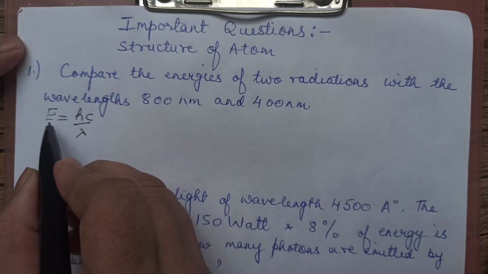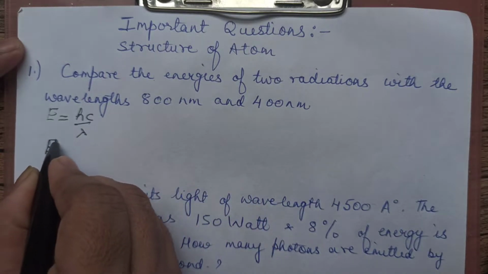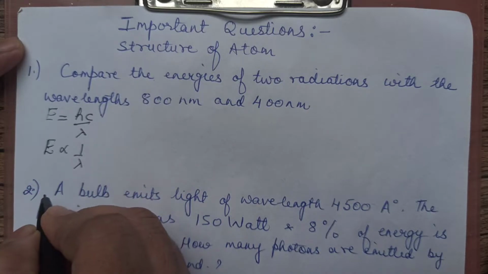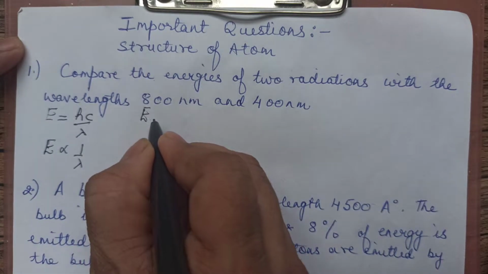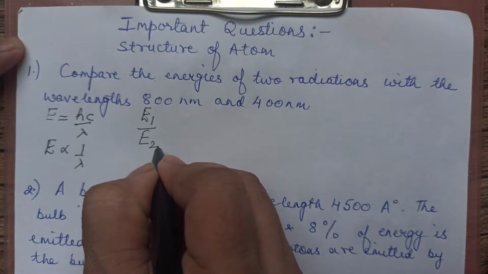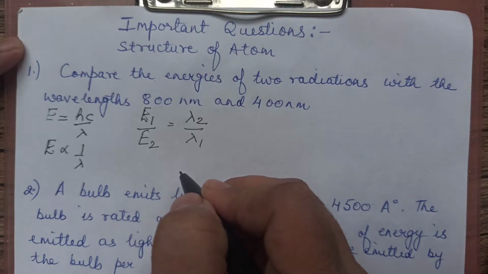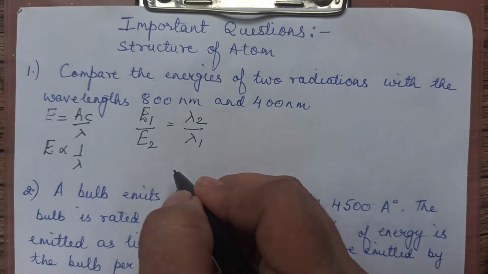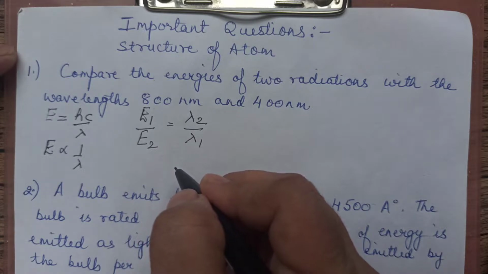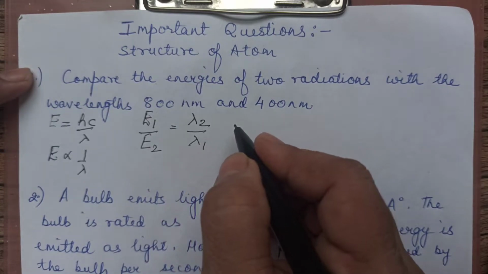We can just compare energy and wavelengths of the two. Like if I say energy is inversely related to wavelength, so if I compare for one and the second radiation, I will get something like this. E1 by E2 will be equal to lambda 2 by lambda 1. That's it. Even if I put the hc value, suppose they ask you to calculate the energies of the two radiations, then you have to calculate it. Here you need not calculate, you will just put E1 by E2 is equal to lambda 2 by lambda 1.